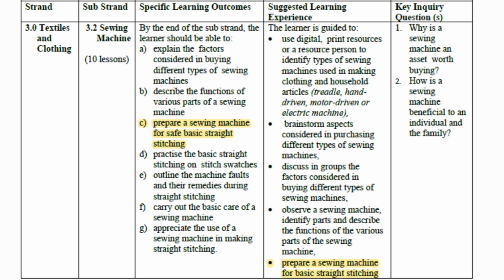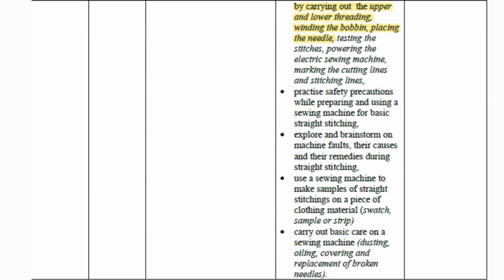The suggested learning experiences for this learning outcome are also highlighted in yellow and should read as follows. The learner is guided to prepare a sewing machine for basic stitching by carrying out the upper and lower threading, winding the bobbin, and placing the needle. The rest of the stipulated learning experiences are relevant to another learning outcome rather than what we are focusing on.